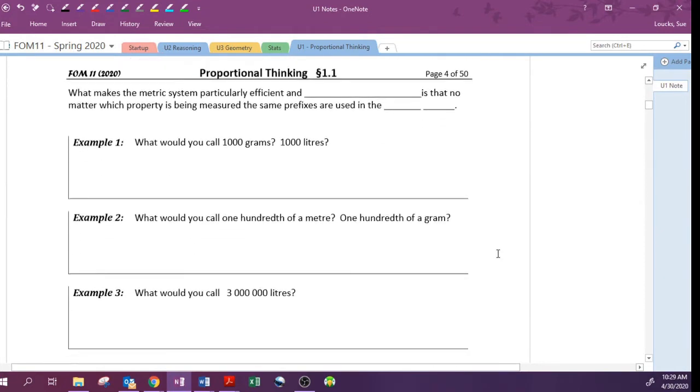What makes the metric system particularly efficient and user-friendly is that no matter which property is being measured, the same prefixes are used in the same way. So for example, what would you call 1,000 grams? That's 1 kilogram. Or 1 kilogram. 1,000 liters is then 1 kiloliter. Or 1 kiloliter. Okay?